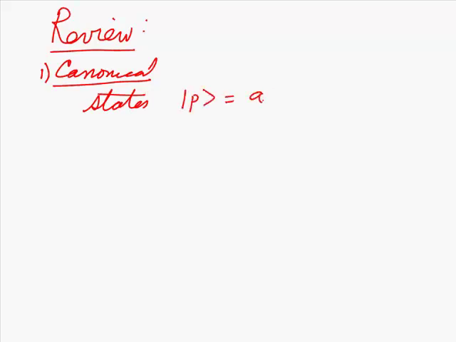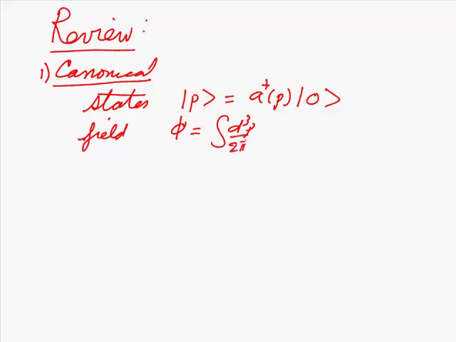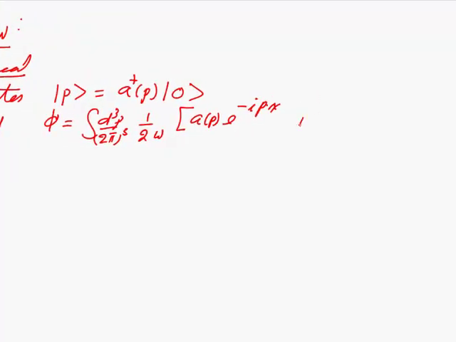Okay. So we started last time with canonical quantization. In canonical quantization, we define the states by creation and annihilation operators, a dagger of p acting on the empty state. We define a field, which is a quantum object. So phi is the integral d3p over (2 pi) cubed, 1 over 2 omega, times a of p e to the minus i p dot x plus a dagger of p.